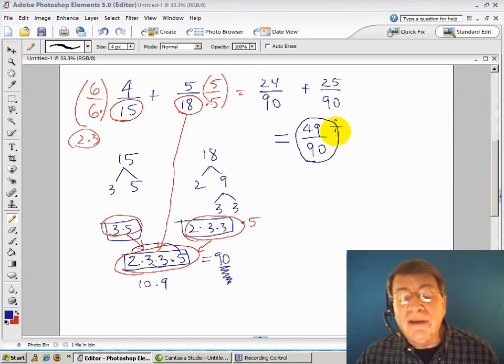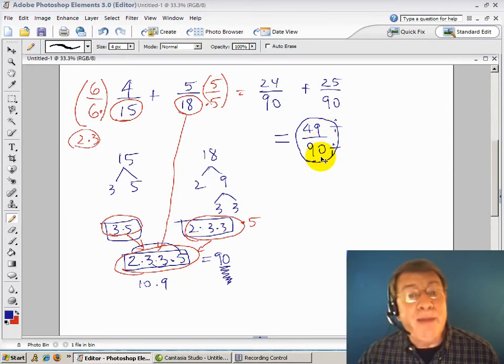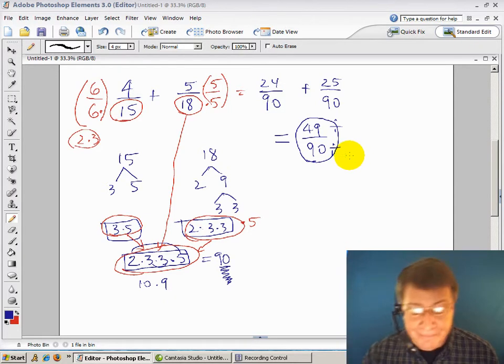Now that would be my answer unless I can reduce it. As you can see, the only number that will divide into 49 is 7, no 7s in 90. We already know that 90 is made up of 1 two, 2 threes, and a 5. So no 7 will divide into the top or bottom. Therefore, there are no numbers that will divide. This number is reduced to its lowest terms, and this is the final answer.